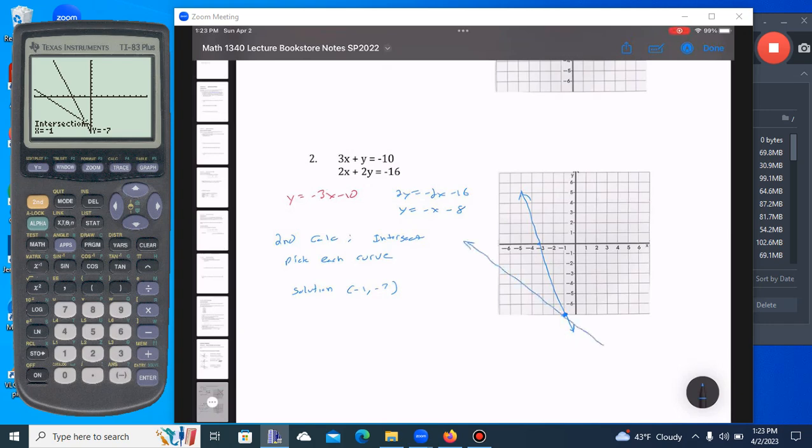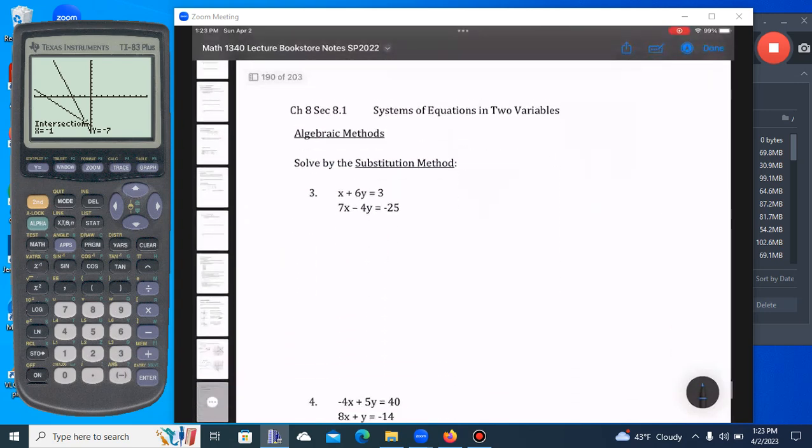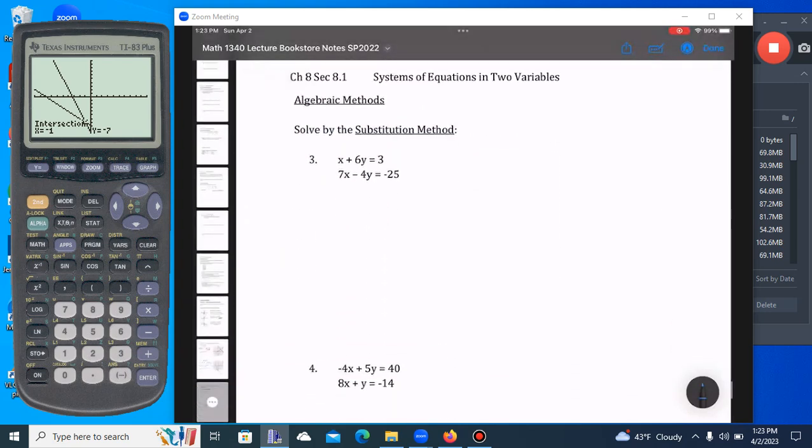Estimate how it's going. That's where they cross each other. All right. So graphing is one way of doing it. And then we got a couple of algebra methods of doing it.